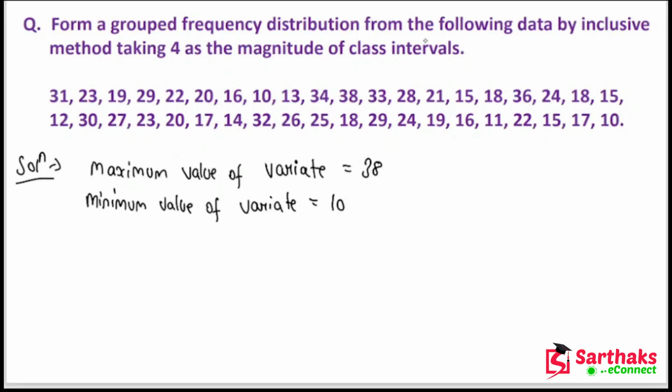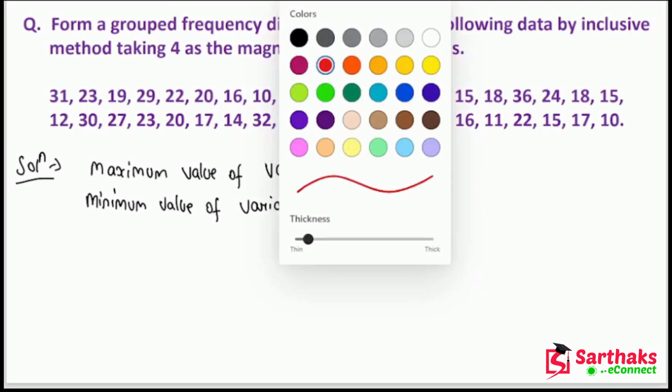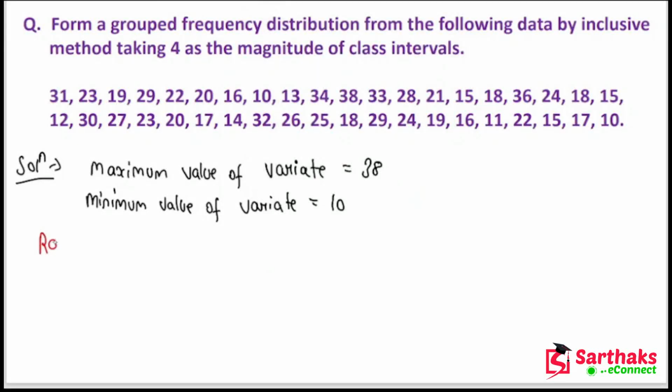The second point was to find the range. Now let us find the range, right. Range of data is equal to maximum value, that is 38, minus minimum value, that is 10. So we will get 28. So 28 is the range of data, right.